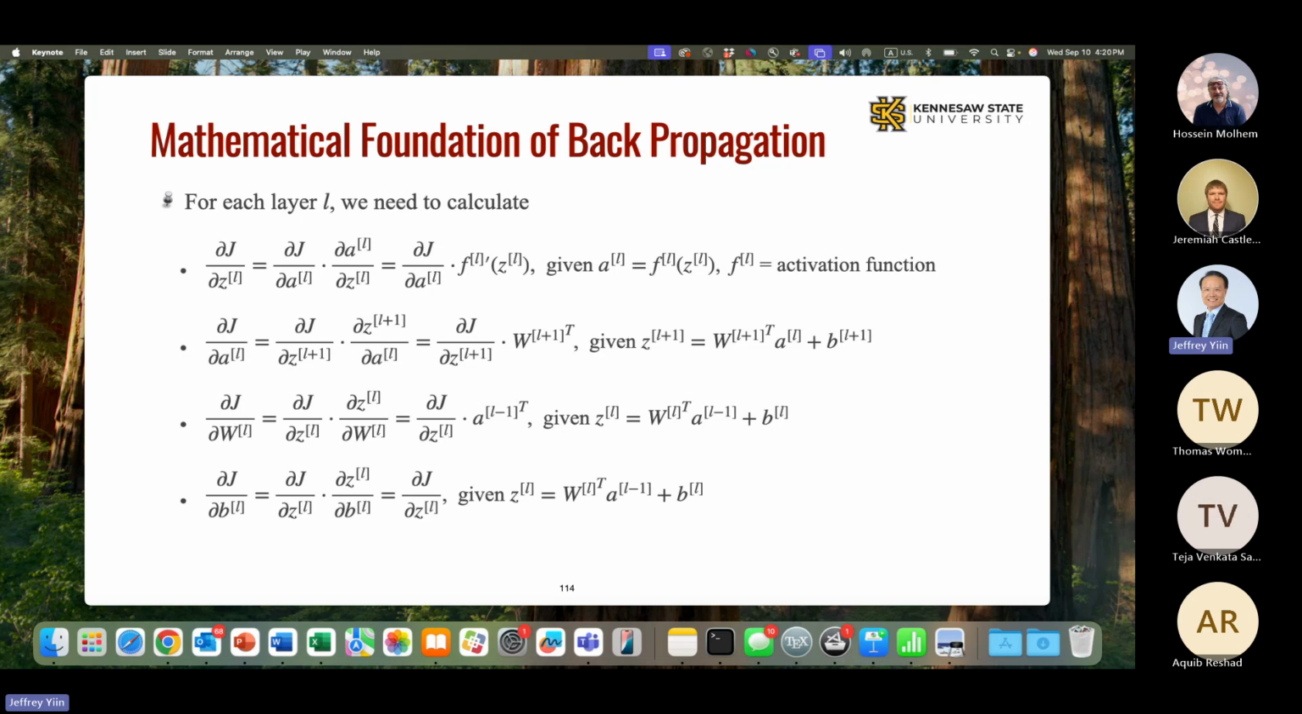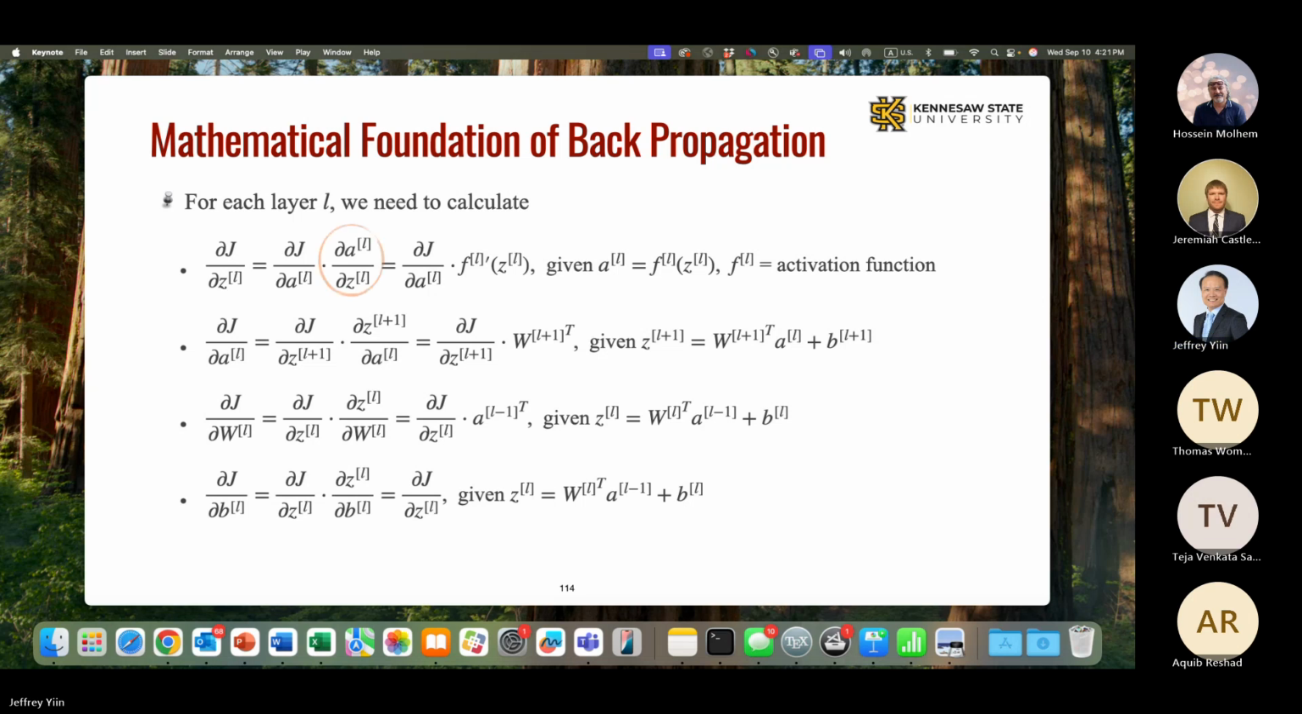All right, so this one, I call this mathematical foundation for back propagation. So bear with me. There are only four. If you understand this, then you are on your way to understand back propagation. So let's look at it one at a time. So we said we want to calculate intermediate gradients. The first intermediate derivative is the gradient with respect to Z.